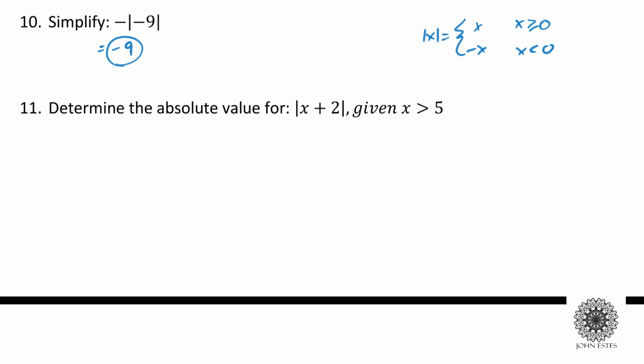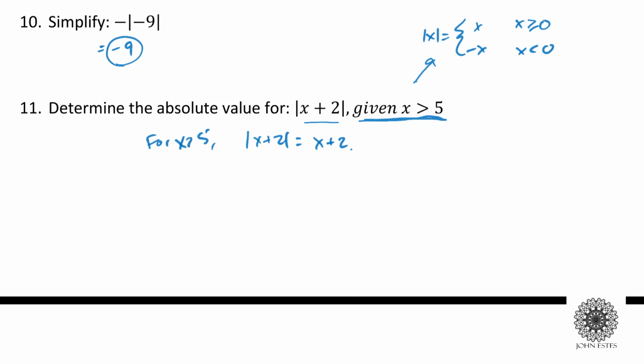But when I look at number 11, and I want to determine the absolute value of x plus 2, given x is greater than 5, this means here, I've got to consider this definition. Does x greater than 5 make this thing positive or negative? Because that will change the result when I drop the absolute value. But if you think about it, anything greater than 5 plus 2 is going to result in a positive. So for x greater than 5, the absolute value of x plus 2 is simply the same as x plus 2. You can just drop the absolute values.